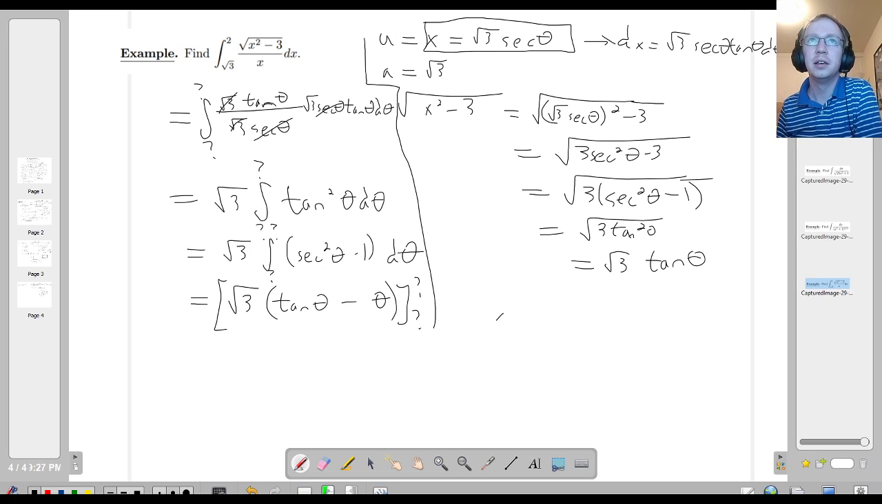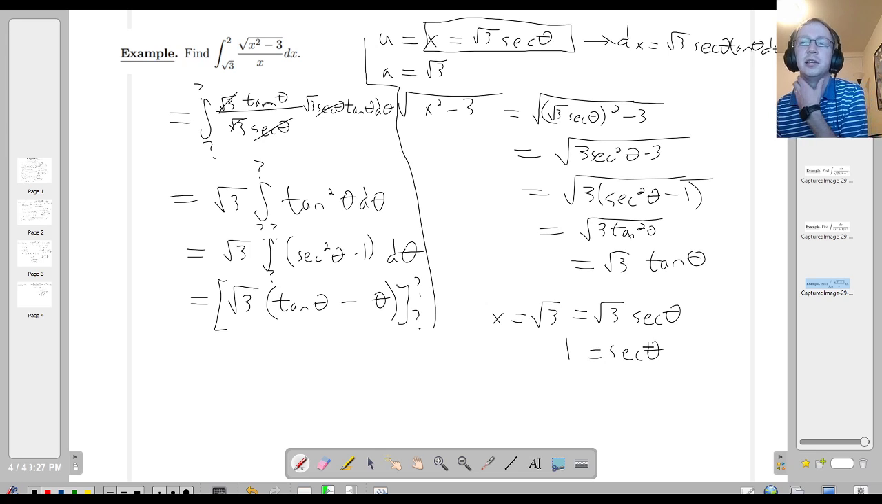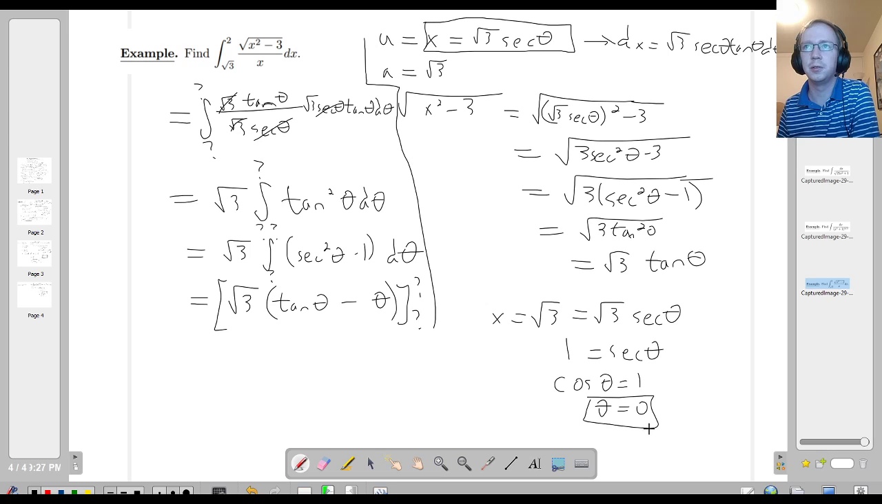Alright, so if x is going to equal, let's start with the bottom one, root 3. Then let's do the other side of this equation. Root 3 equals root 3 secant theta. So that means 1 equals secant theta. I just need to think, when is secant theta equal to 1? If I flip both sides upside down, I've got cosine theta equals 1. Well, cosine theta is equal to 1 when theta is equal to 0. So that first limit of integration is going to be theta equals 0.